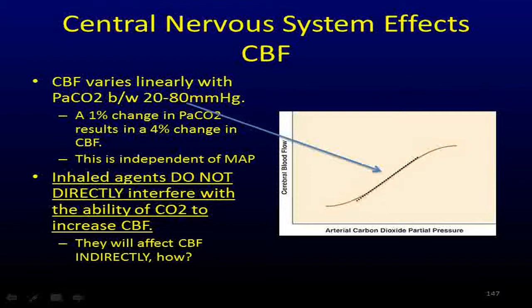Otherwise, if you let the CO2 creep up, you're literally going to increase your cerebral blood flow to the point where your cerebral blood volume gets large and your head explodes. Not really, but that's the only point I'm trying to make there with that CO2.